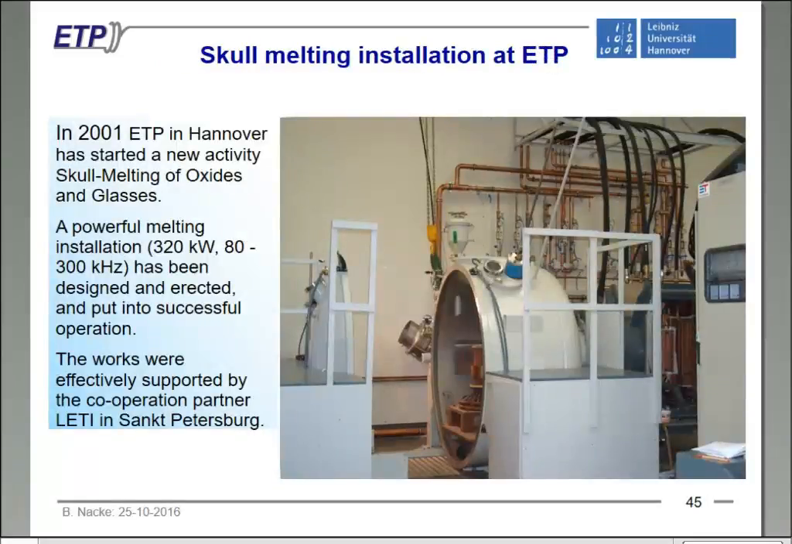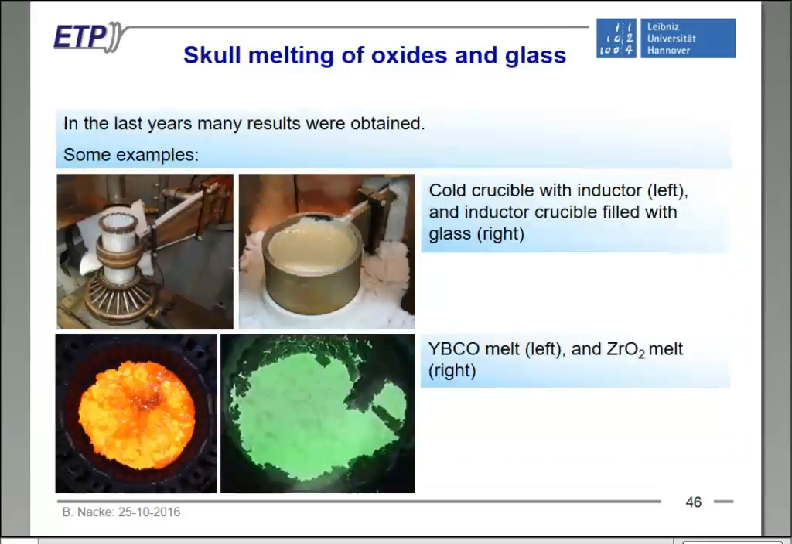Here you see the installation at our institute that we have started in 2001. It has 320 kilowatt. Skull melting has to use higher frequencies. Typically in smaller installations we have even tube generators. We are working in the megahertz area. Here in our sizes we try to use transistor technology, and we have used 80 to 300 kilohertz with good success. The works for starting were strongly supported by colleagues from St. Petersburg, Lady University, which are expert in this field of the technology.